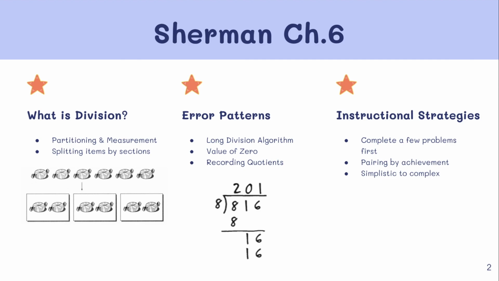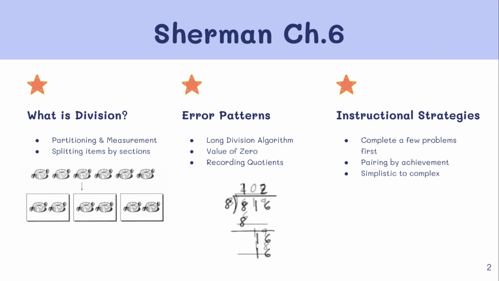The next one was the value of 0, which again, in this case, they forget to put a 0 when they move to the 1, because 8 does not fit into the 1 at all, which might get a 0 in the middle. So instead of saying 8 times 102, it's just 8 times 12, which is not the number of 8s that you can fit into the 816.